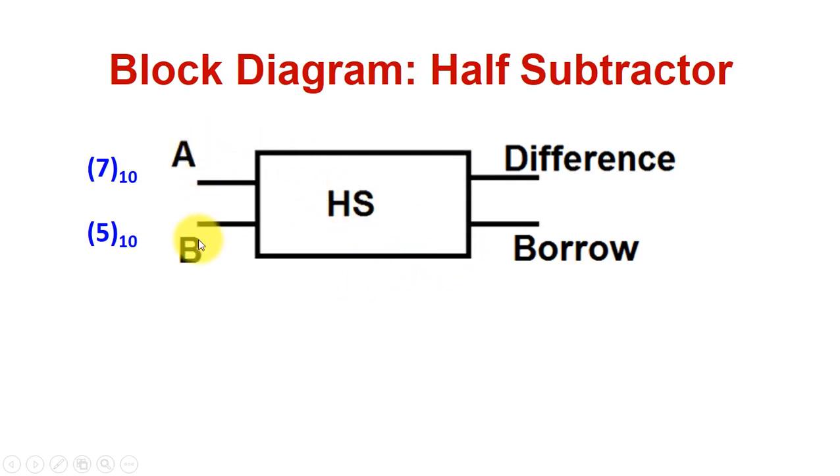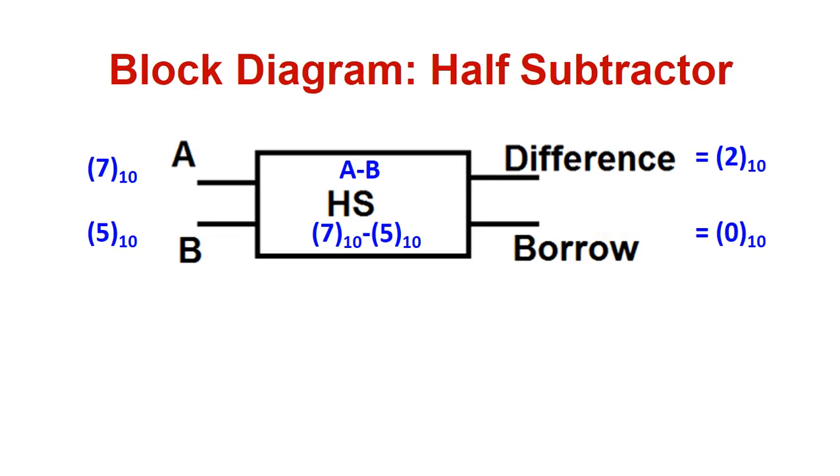So when we have the inputs A and B, in fact we are expecting the output as 2, because 7 minus 5 will ultimately be 2. So there is a difference of 2, and since we are subtracting 5 from 7, we do not need any borrow, so the borrow will be 0 over here. So inside the half subtractor, things work like A minus B, that is 7 minus 5, and the difference is 2 and there is no borrow.